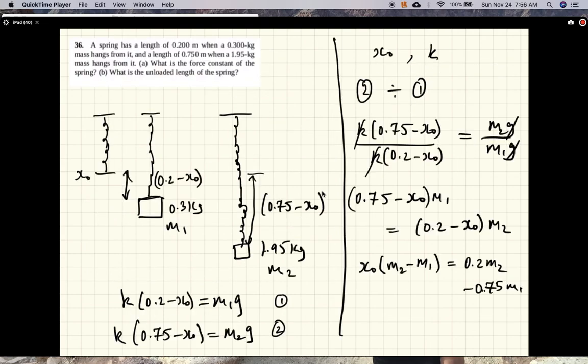Okay. Anyway, the trick to this problem is, well, this diagram helps, and what we did was set up these two equations, and the two unknowns we solved for were k, the spring constant, and x naught, the unstretched length of the spring. Okay, that finishes that problem.